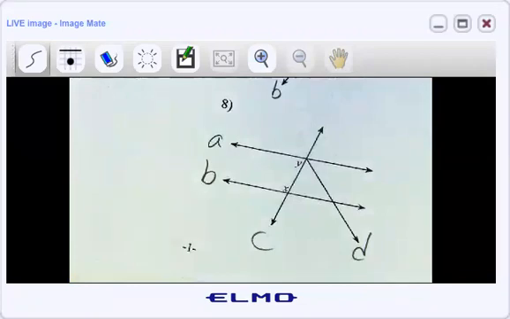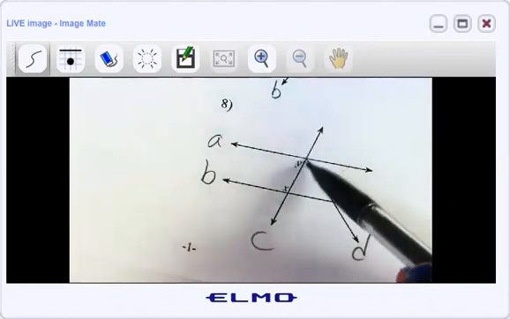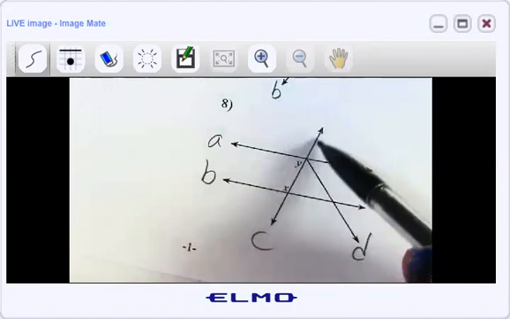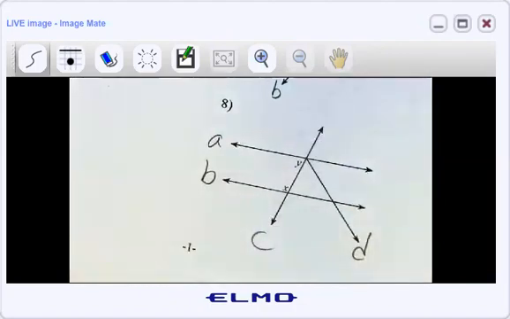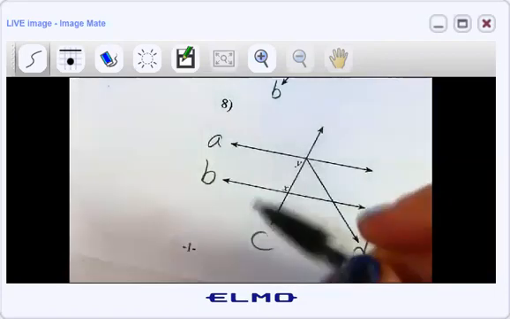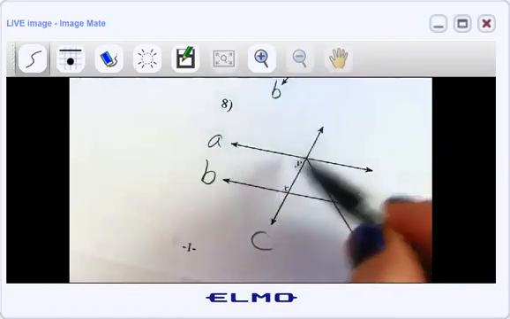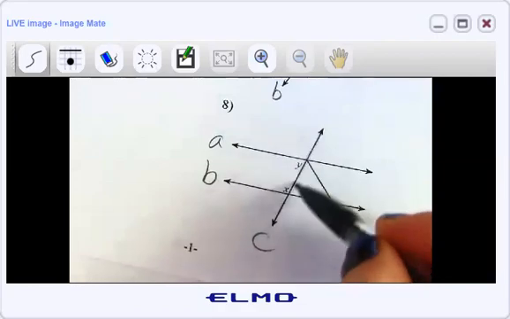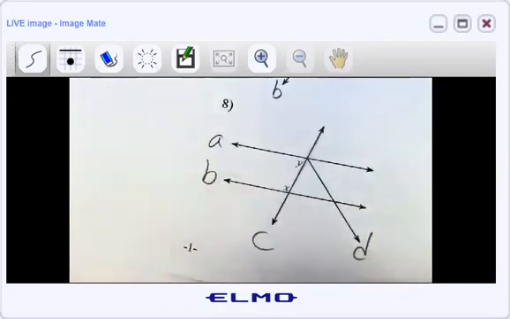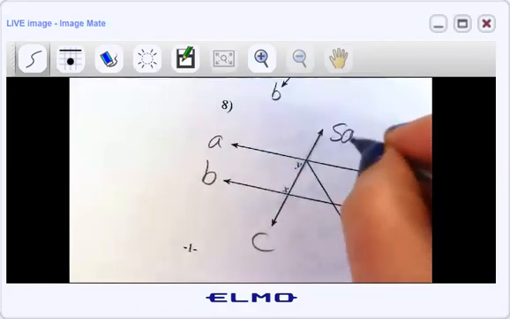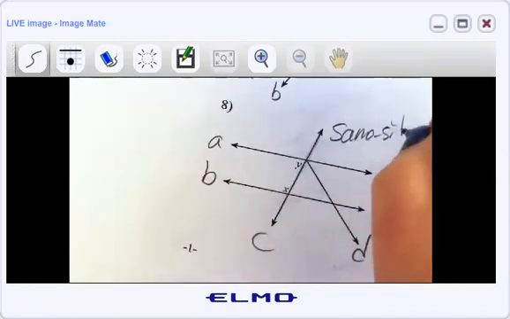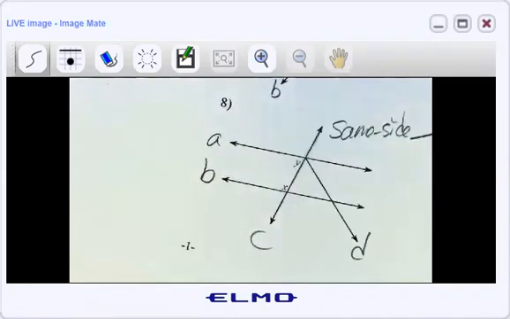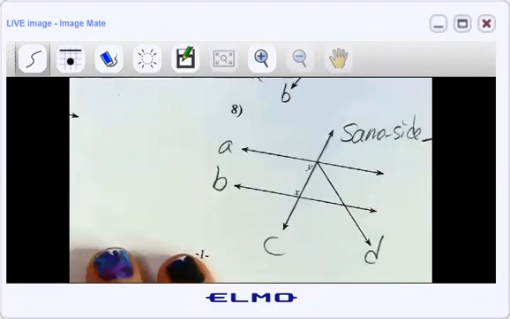So now, next up, we're going to determine if they are same side or alternate. So Katrin, we already said that C is the transversal. Are my angles on the same side or alternate sides? Same side. Same side. Does everybody agree? See how they're both to the left of line C? They're both to the left, so they're on the same side. That's my first word, same side.